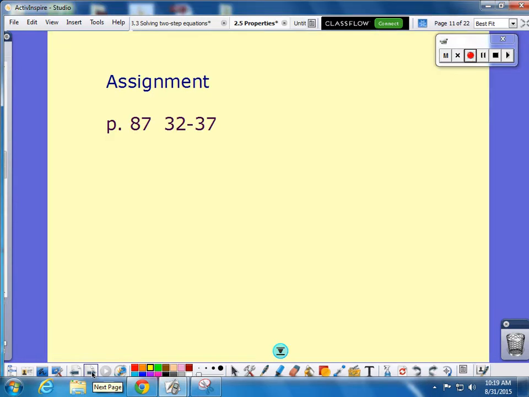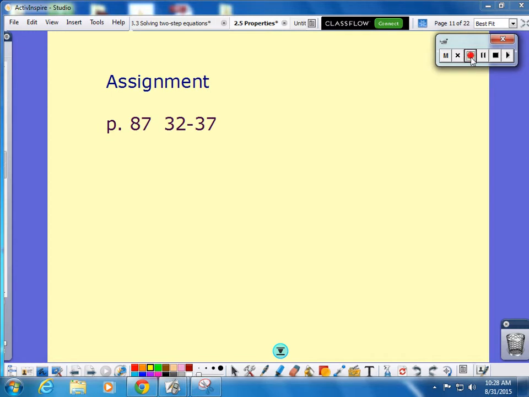Alright, go to page 87, and in your notes, do these. Write down the problem and give the property that's being used, and we're going to check it. Okay, let's go over these together. 32 plus 17, 17 plus 32, that is a different order in the way that they were added. So number 32 is the commutative property of what? Addition. How do you know that? Because you're adding. Commutative property of addition.